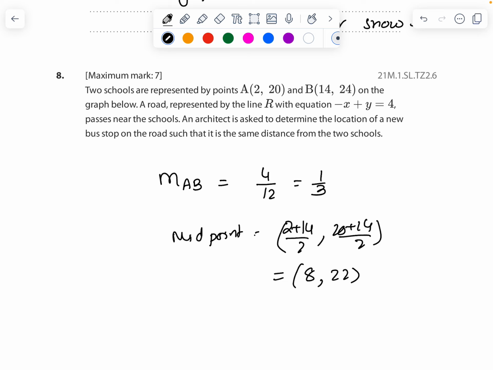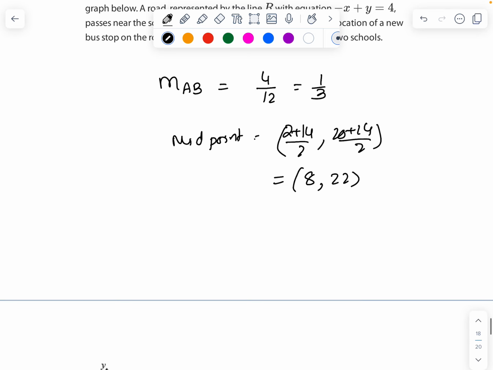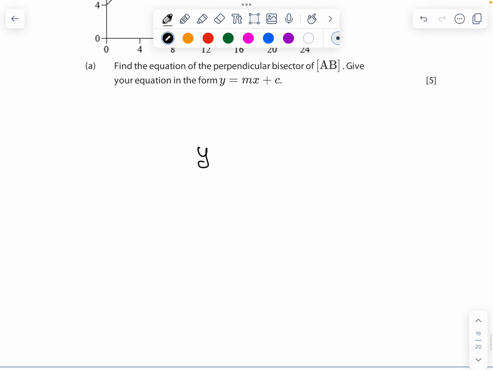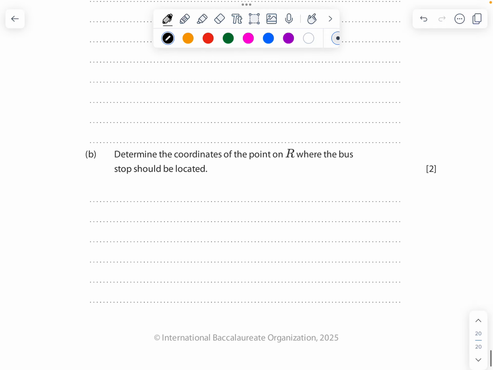Once I got that, then I find the perpendicular gradient, which is negative 1 upon 1 upon 3, means negative 3. Then I find the equation y minus y1 equals to m times x minus x1. So y equals to negative 3x plus 46. That's going to be the equation of the line.